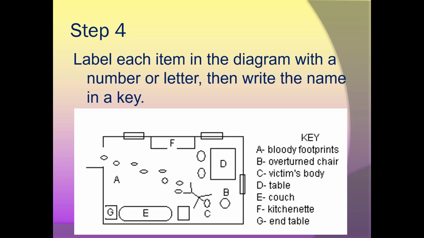After you've done that, you're going to label each item in the diagram with a number or letter and then make a key. So this is why we don't have to be an amazing artist, because we are going to have a key. So we now know those little circles that we see coming from the body are actually bloody footprints. And that circle in the bottom right corner is an overturned chair. We have our victim's body, a table, a couch, a kitchenette, an end table. We make our key and label everything. Here I chose to use letters, but you could just as easily use 1, 2, 3, 4, 5, 6, 7 if you wanted to.